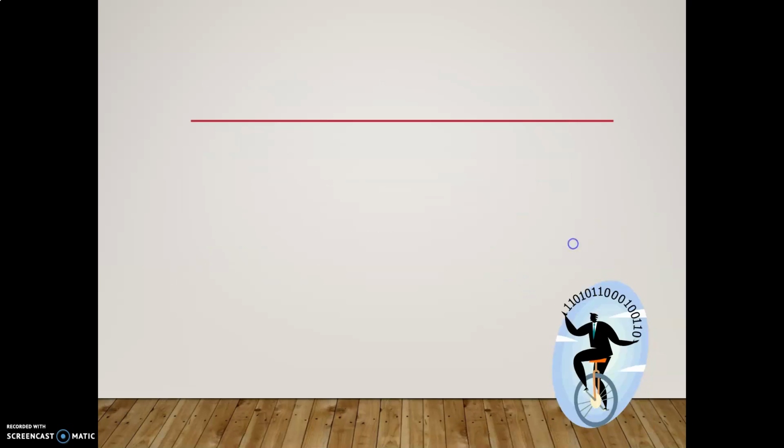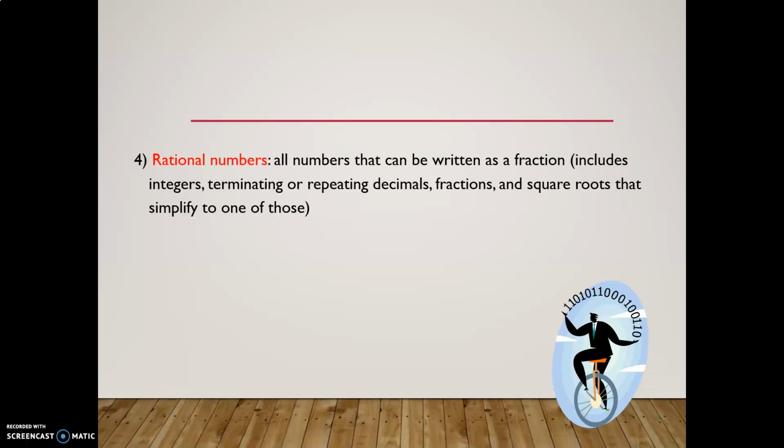So then we get into the more complicated ones, and these give people a little bit more difficult of a time figuring out which one's which. The first one is rational numbers. Rational numbers are all numbers that can be written as a fraction. So 1/2, 2/3, 7/8, anything that can be written as a fraction, plus any integer and terminating or repeating decimal. Terminating means it ends.